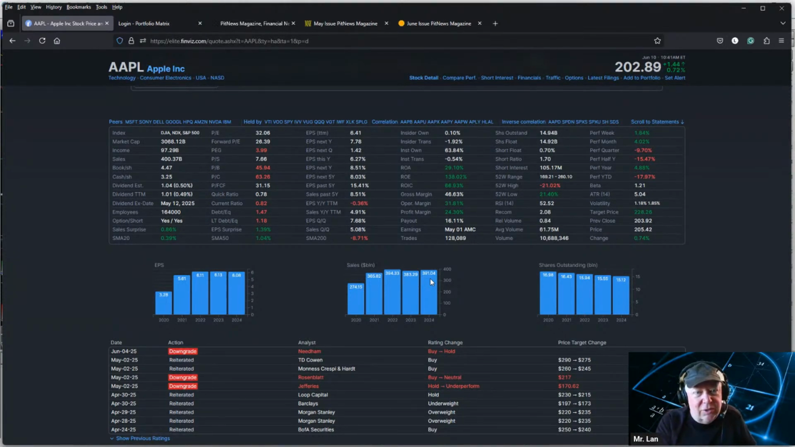All right. This is not good news right here. What we're seeing here is the earnings per share are flat. Sales in billions are flat. Shares outstanding are going down. They're buying their shares back. This is an artificial inflation on this stock. All right. Be mindful of that. That's what that means. All right. I don't care what they tell you.